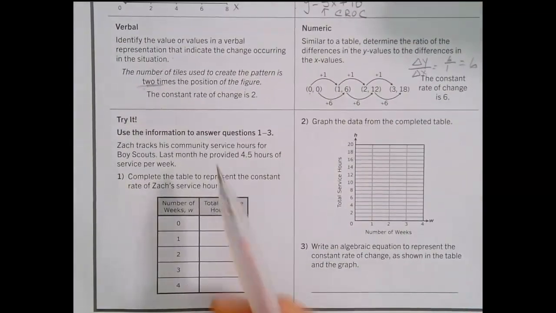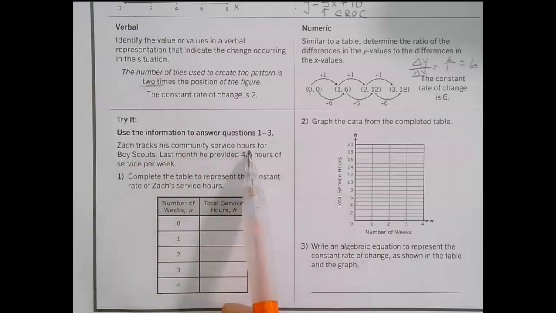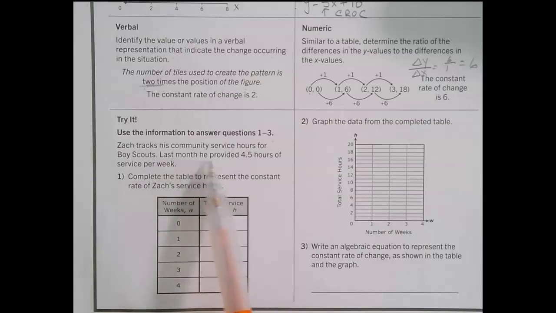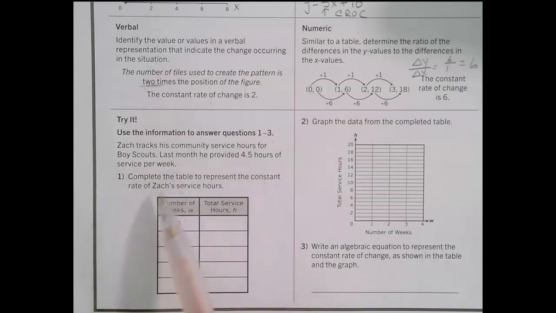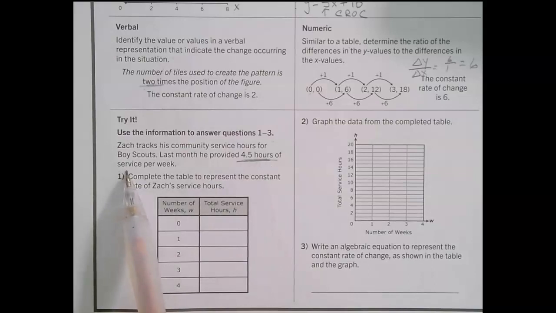So now, as usual, let's go to the try it. It says, use this information to answer questions 1, 2, and 3. So Zach tracks his community service hours for Boy Scouts. Last month, he provided 4 5/10 hours, or 4.5 hours of service per week. Complete the table to represent the constant rate of Zach's service hours. So he did 4.5 hours of service per week. So that just means that every week he was doing 4.5.